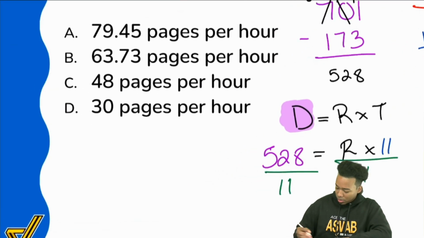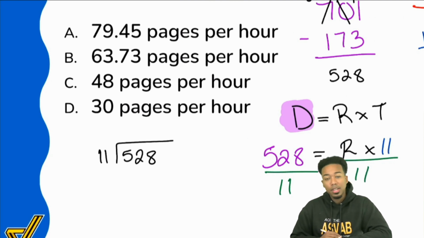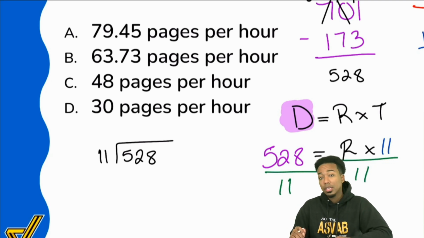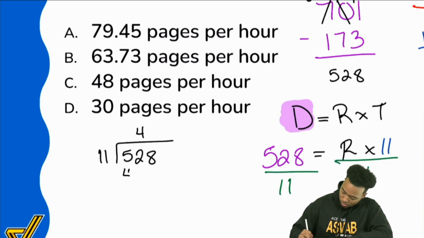And with a little bit of long division, if you don't know what this is off the top of your head, that's fine. We can go ahead and figure that out nice and easy. 11 goes into 5, never. 11 goes into 52, that's going to be 4 times, 44.